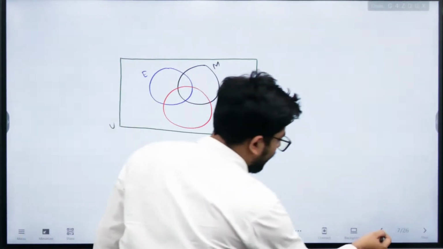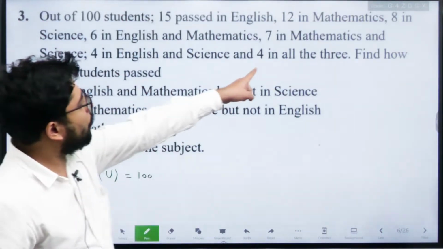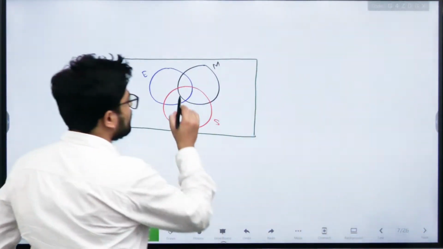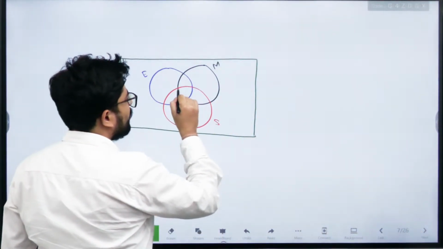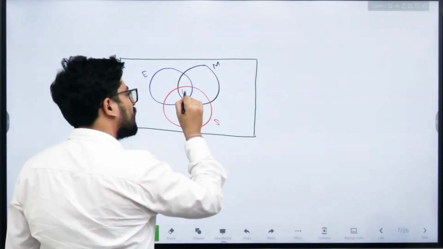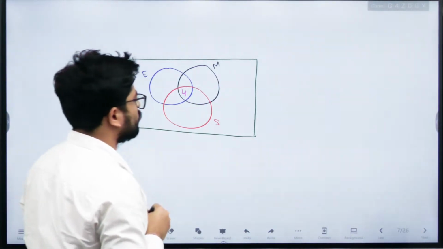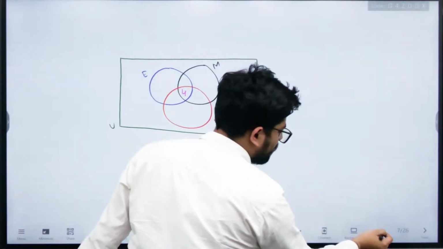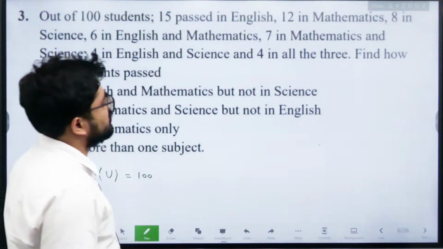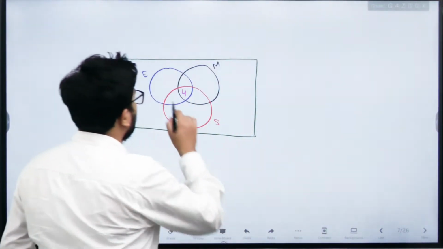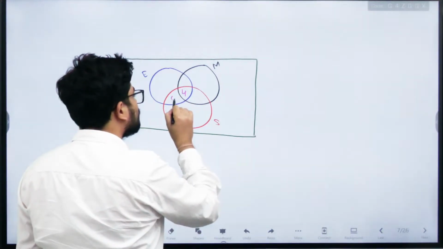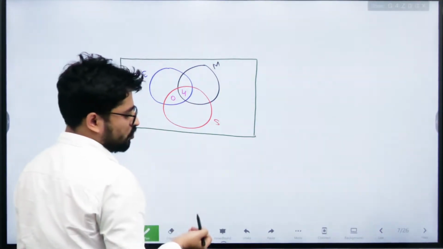Now sir, we have data that 4 passed in all three. Yes, 4 students passed in all three subjects. So this is the portion where we have science students, maths students and English students. So who passed in all three subjects? The number of students is 4. So write 4 here. Next is 4 in English and science. English and science 4. So you already have 4, so in this portion you have 0 students.